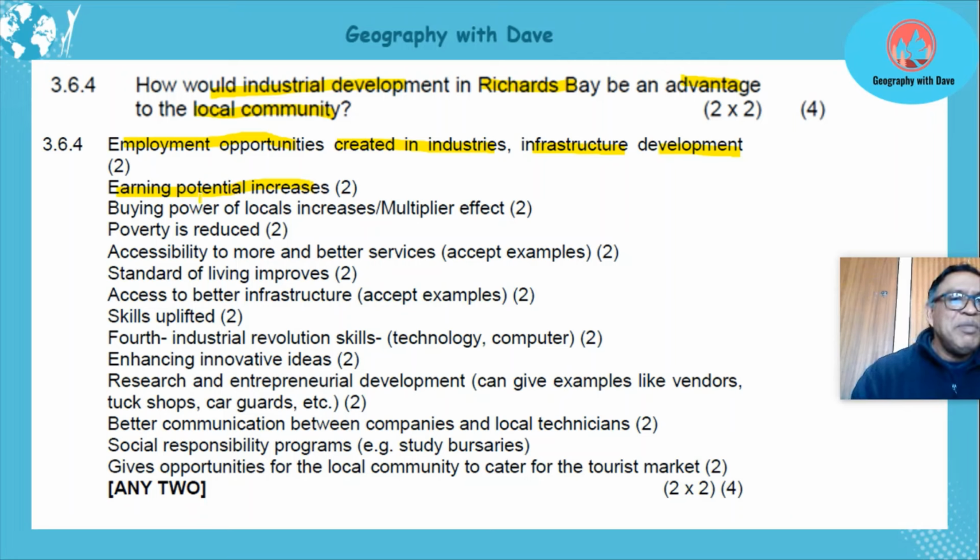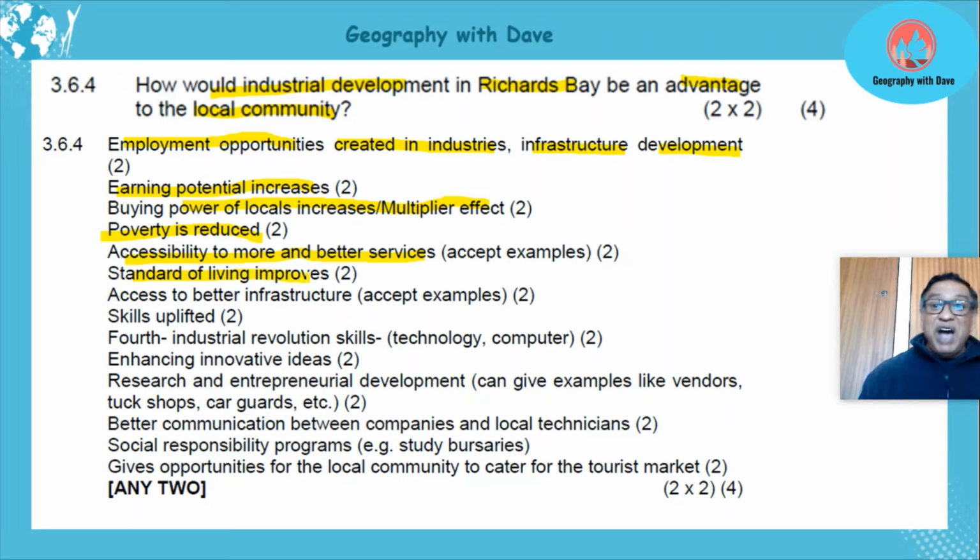Can you see it? Buying power of locals increases, the multiplier effect. Poverty is reduced, obviously, because now they have jobs. They have better jobs also, better salaries, so less poverty. Accessibility to more and better services, isn't it? All that is coming in beside the infrastructure, the power supply. You understand the services, whether it's even recreation. Standard of living improves, of course, the quality of life.